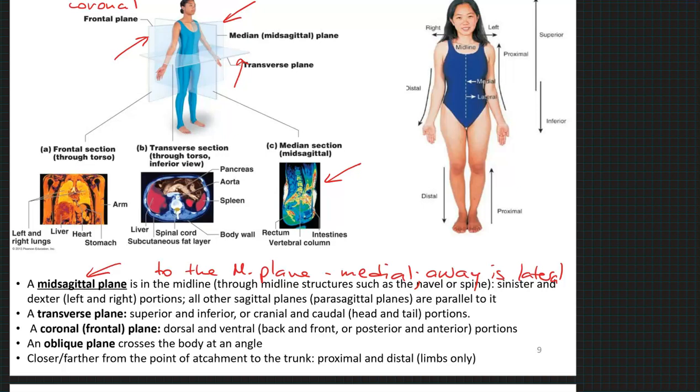We can use the terminology to describe the position of different body parts. For instance, what's closer to the midline, your eyes or your ears? Your eyes. So your eyes are medial to your ears. Am I making sense? What is farther from the midline, your shoulders or your collarbones? Your shoulders. So your shoulders are lateral to your collarbones. Does that make sense? Okay. Transverse plane.